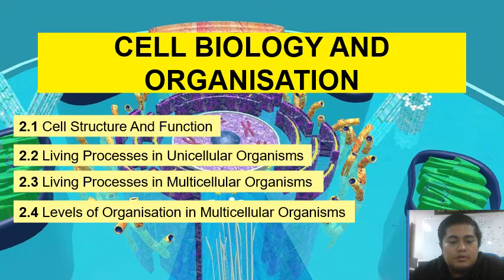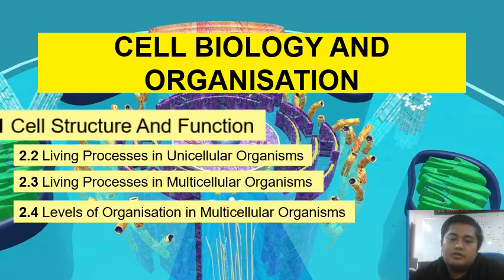So there are 4 subtopics in this chapter. The first one is the cell structure and function, followed by living processes in unicellular organisms. Then we are going to study the living processes in multicellular organisms. And lastly, we are going to focus on the levels of organization in multicellular organisms. So let us begin with the first subtopic.